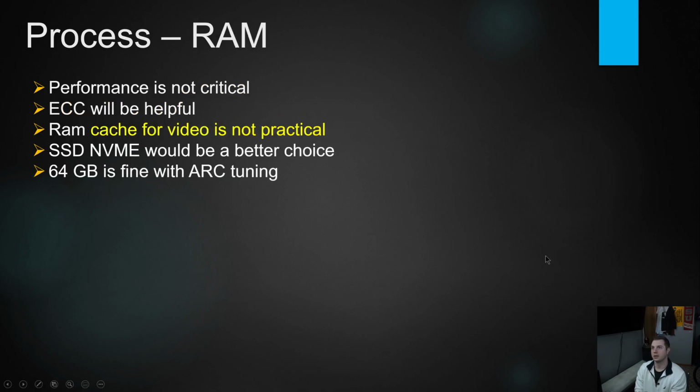Okay, RAM. Performance here in terms of your latency, what we would consider cache latency and the other latencies as well, is not necessarily helpful. ECC is definitely helpful here if you need it. RAM cache for video is not super practical, just because of how expensive RAM is. But RAM cache in terms of reading in and ingesting footage is something that we should probably use here. And then we're going to target 64 gigs if you want to do some ARC tuning as well.